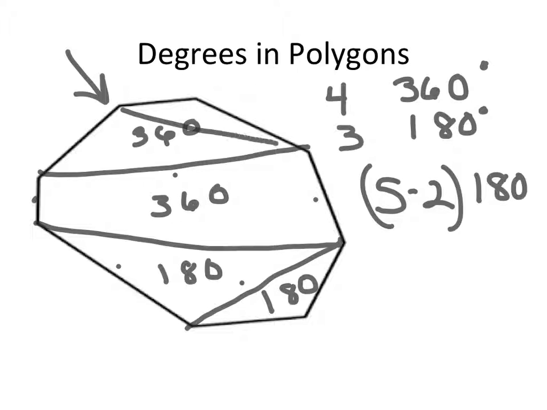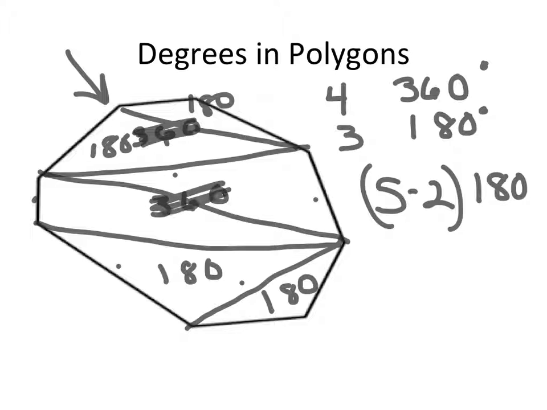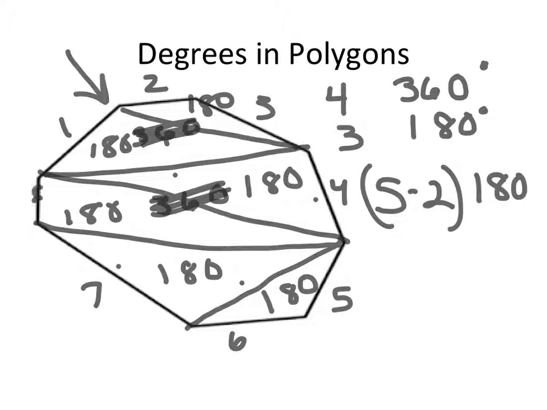So if I draw another line here, that gets rid of my 360 because now I have two triangles that are 180 each. And if I draw another line here, I'm going to get rid of this 360 because now I have two triangles that are 180 each. Now if I count up how many sides I started with in my shape, 1, 2, 3, 4, 5, 6, 7, 8. I have 8 sides, that's the S in this formula.